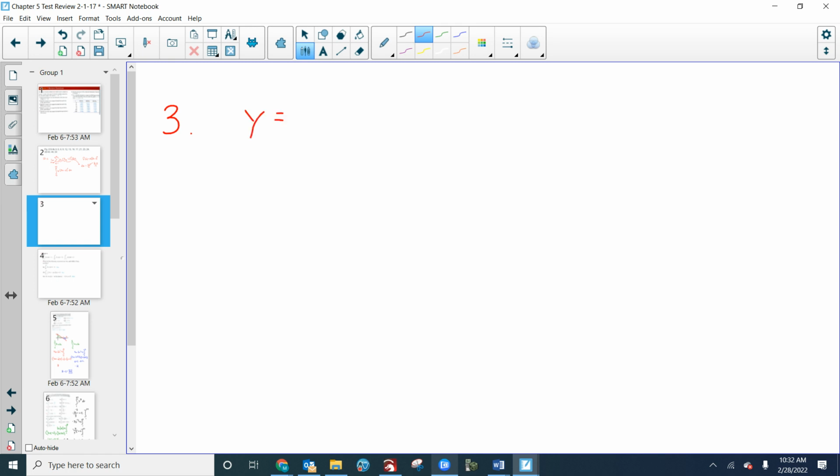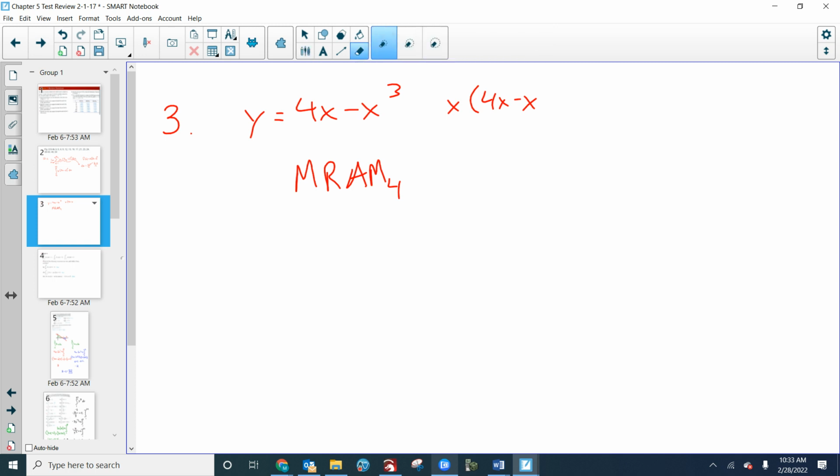3. y equals 4x minus x cubed. All right. 3. MRAM, 4. All right. Now, it did say first quadrant in the directions. Did you see that, Wendy? First quadrant? Okay. So this is x times 4x minus x. X times 4 minus x squared.